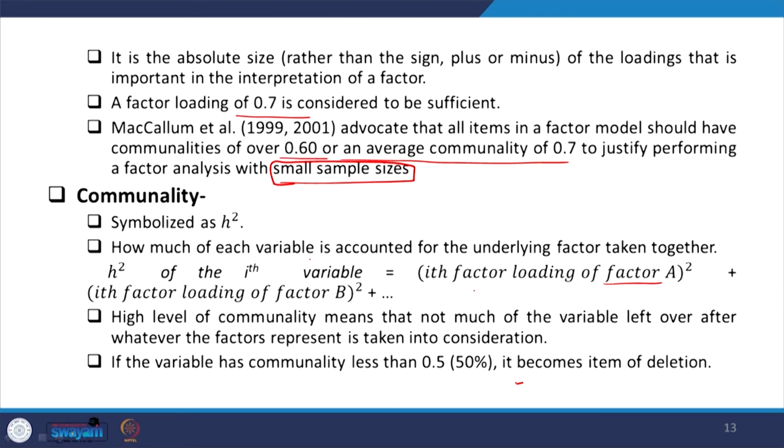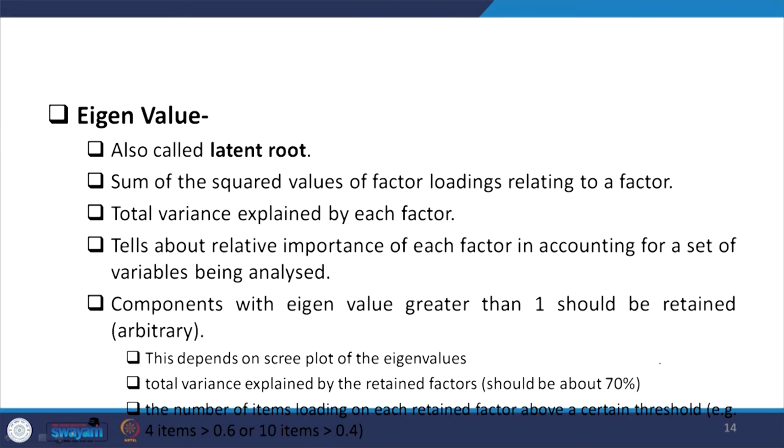We are going to clarify with the help of an example. If the variable has commonality less than 50% or 0.5, it becomes an item of deletion. A variable that has a commonality less than 0.5 should not be considered for the analysis, and should actually be deleted.